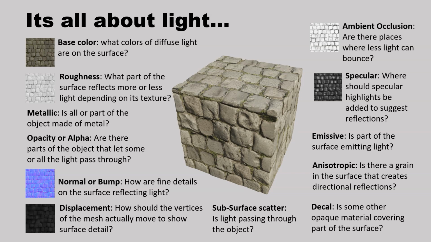All right, so just a summary here to wrap up, it's all about light. It would be a very odd material that would need all of these maps. In many cases, all you really need is a base color, roughness, and a normal map to get good results on a wide range of physical materials.